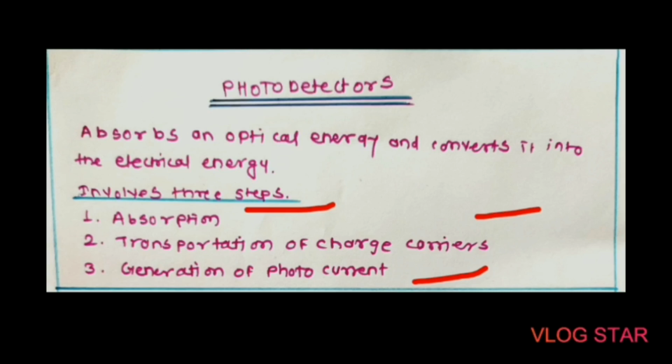In the third step, generation of photocurrent, after the transportation of charge carriers, the collection of these carriers is done and the current flows through the external circuit. This current is mainly because of the photons falling on the photodetector. So this current is called the photocurrent.